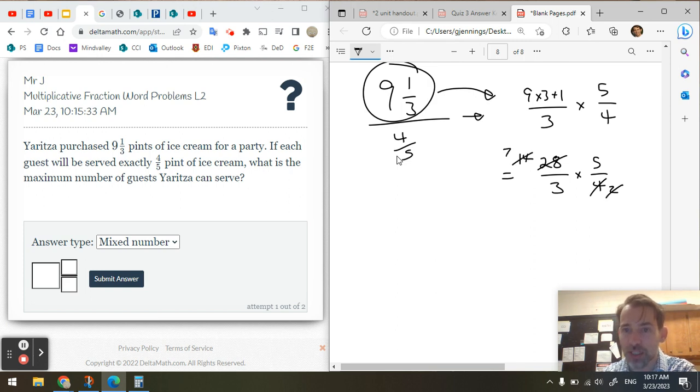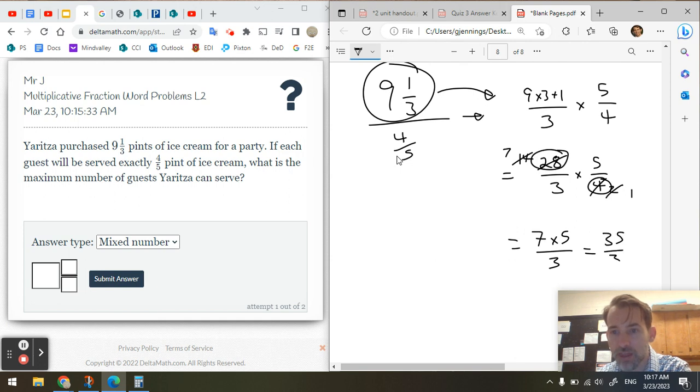2 shares a factor with 14. That's 7 and 1. So I could have canceled the 4 straight away because 28 is divisible by 4. But if I don't notice, it's no problem. I just keep canceling. So I have 7 times 5 over 3, or 35 thirds of a guest.